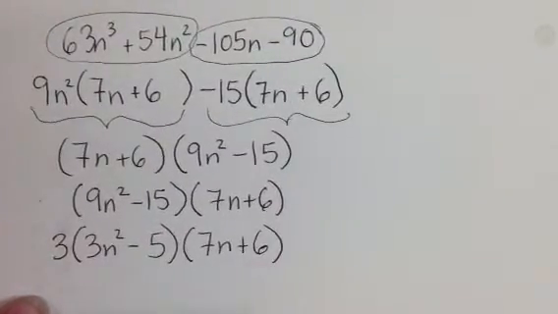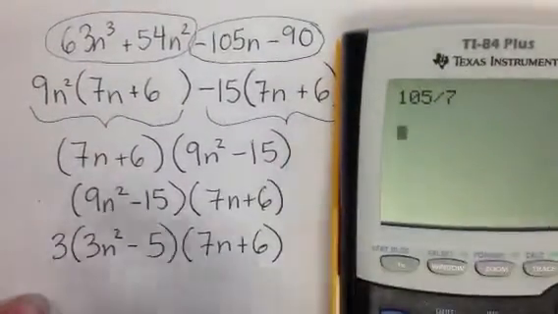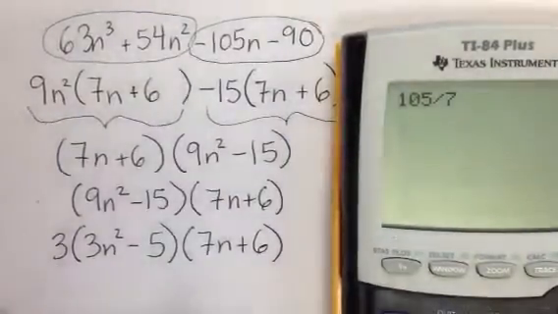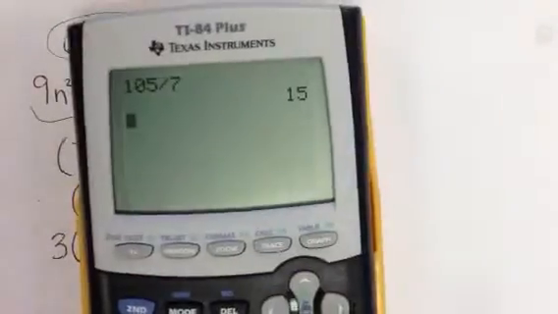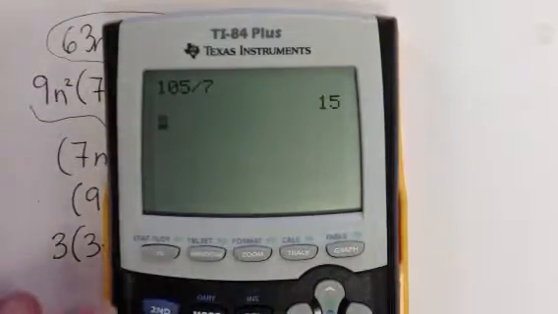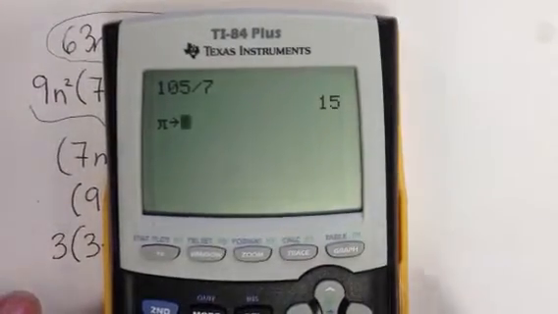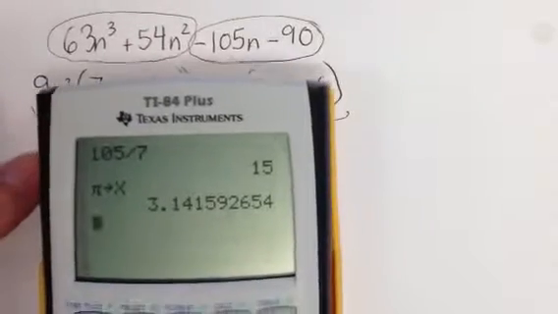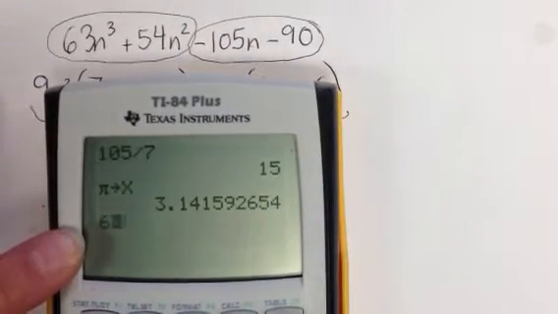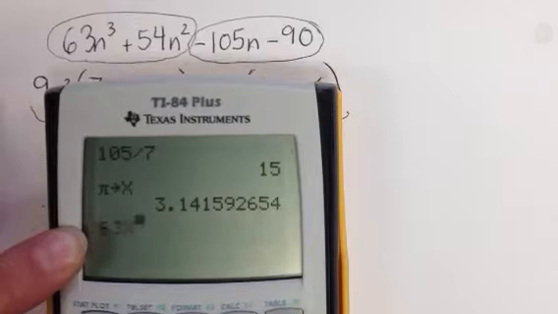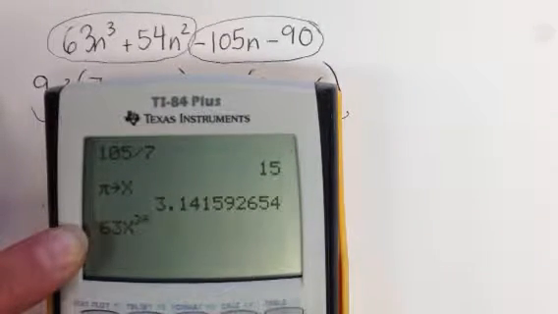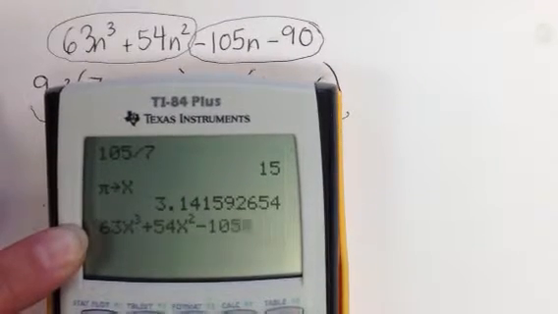Okay, and I can check this by storing some ugly number. I'm going to make all these n's x because it's faster on the calculator. And I'm going to use pi because it's nasty. I'm not going to get a coincidence with an irrational number. I'm going to take the original problem, 63x to the third power plus, that's minus, oh, I got to get out of the exponent, plus 54 times x squared minus 105 times x minus 90.